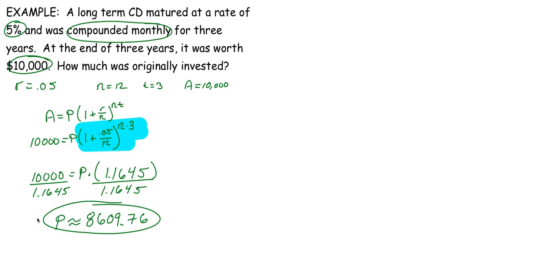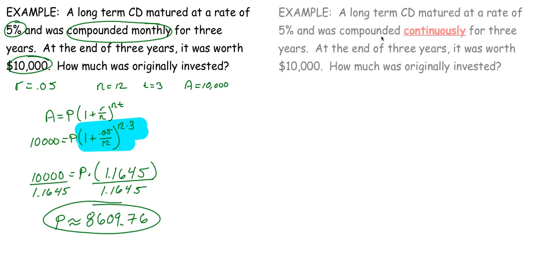That's the amount that was put into the CD, so that at the end of the 3 years, compounded monthly at 5%, we end up with $10,000. Okay? So let's try one more. Let's try one with continuously compounded interest. So here we have the same type of question. A long-term CD matured at a rate of 5%, but this time it was compounded continuously for 3 years. At the end of the 3 years, we had $10,000.